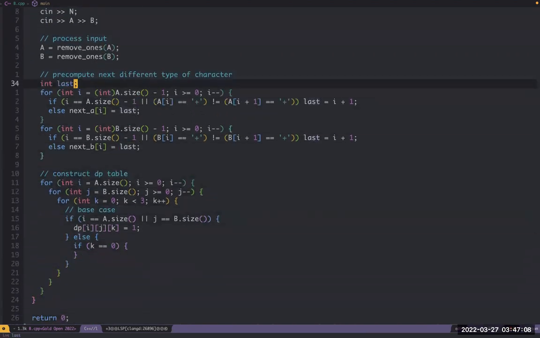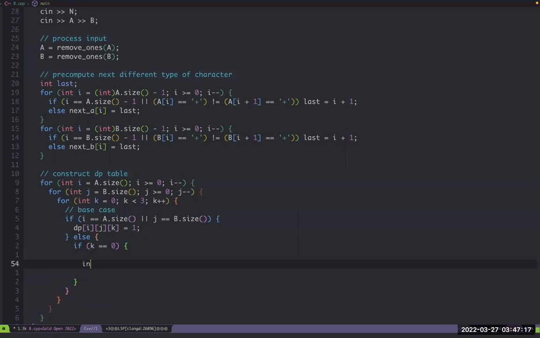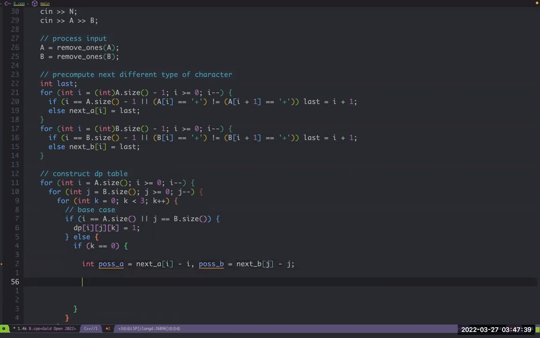So we'll need this in order to do our sums, I think. But I guess we don't actually need this yet. So actually, no, we do need it. Int possible a is equal to next a of i minus i. This shows how many available pluses on each side, or how many available digits on each side, because we can order them in any way. We want to sum them up.